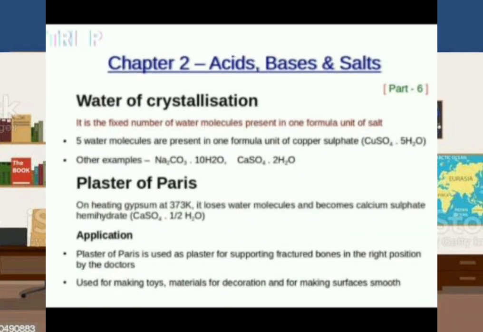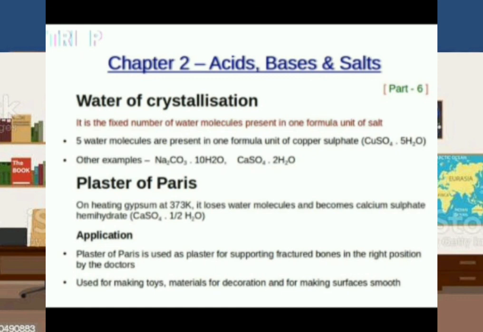And the last one, plaster of Paris. On heating gypsum at 373 Kelvin, it loses water molecules and becomes calcium sulfate hemihydrate. That is plaster of Paris. The applications: plaster of Paris is used as a plaster for supporting fractured bones in the right position by doctors, and also for making toys, decoration materials, and for making surfaces smooth. This is all about plaster of Paris.